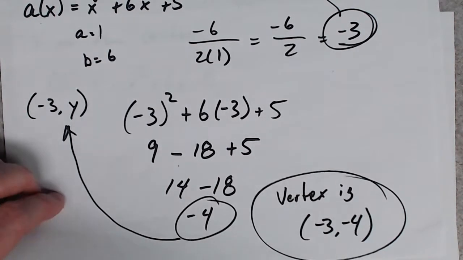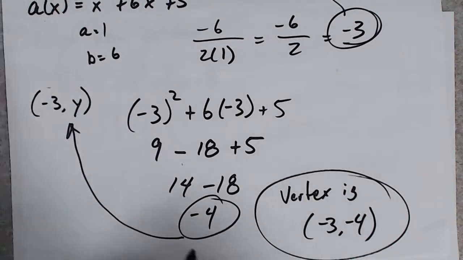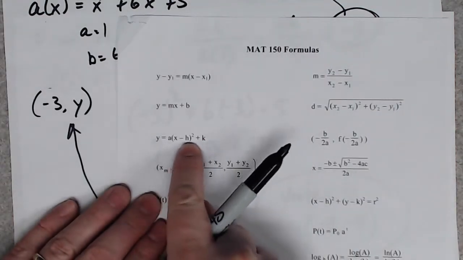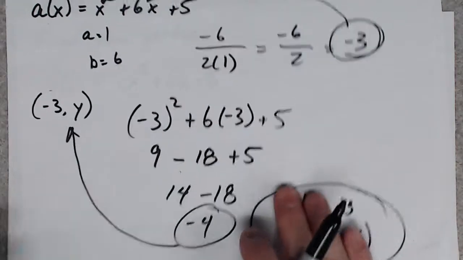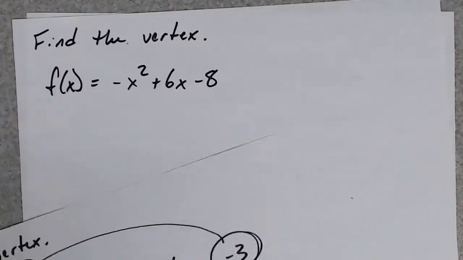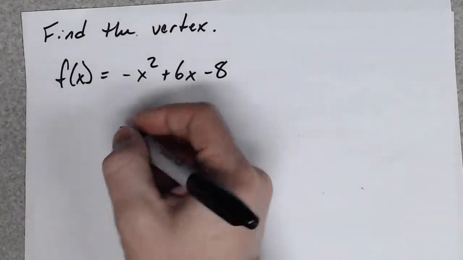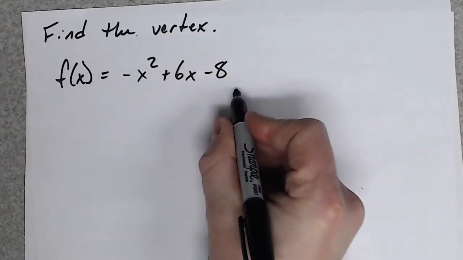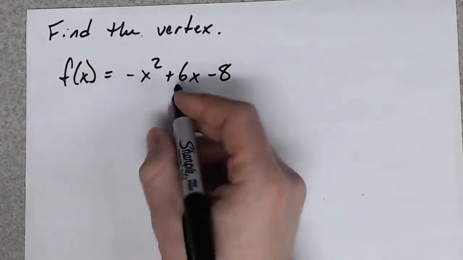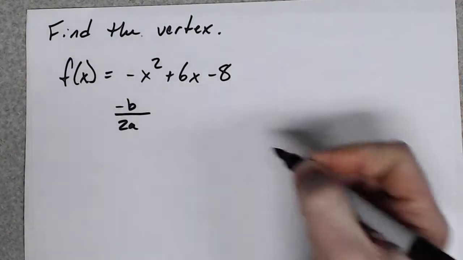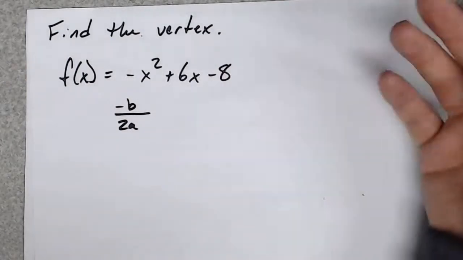Well, this is pretty simple, right? If it's in vertex form, you just pull the numbers off. If it's in standard form, you use negative b over 2a. Let's do one more example. This is in standard form of a quadratic equation, so I have to use negative b over 2a, take that answer and plug it back in to get my y value.